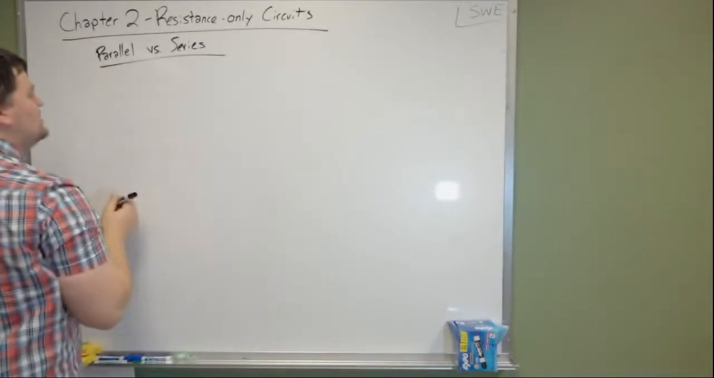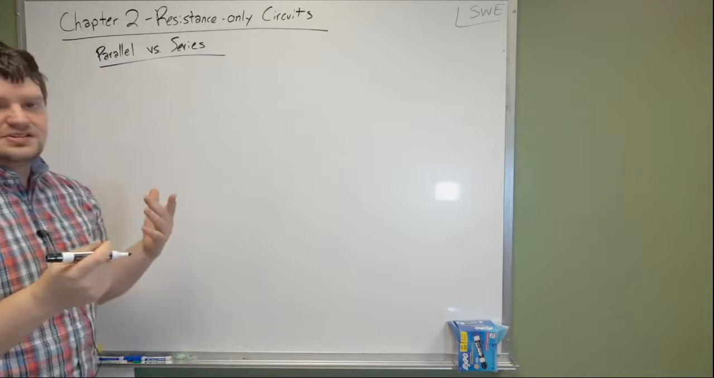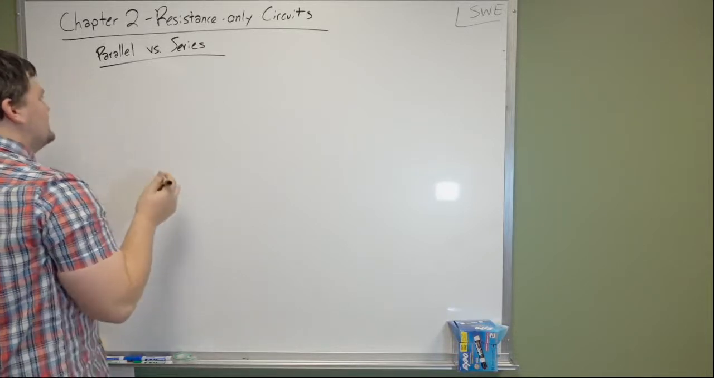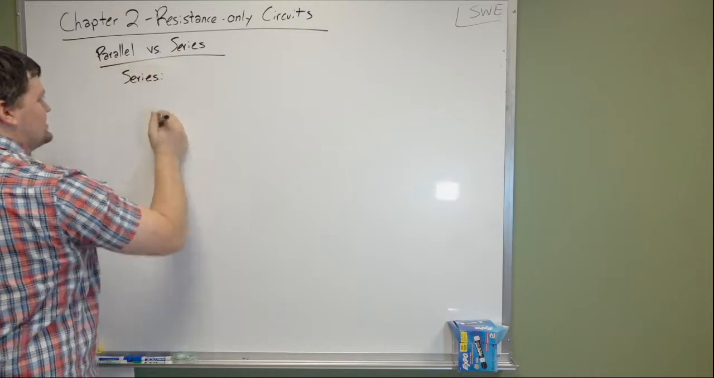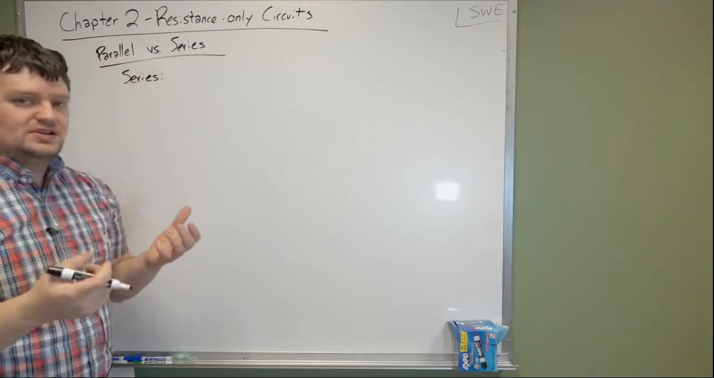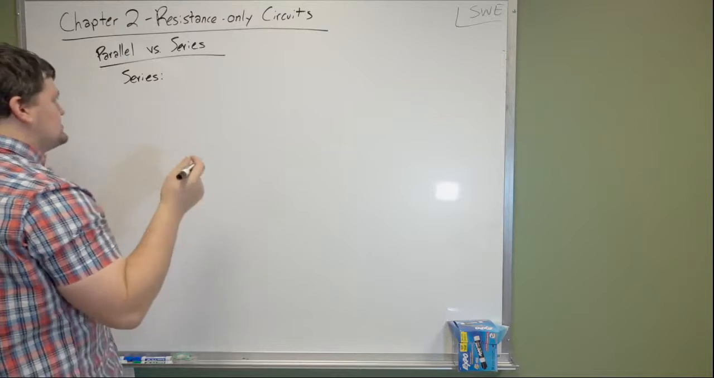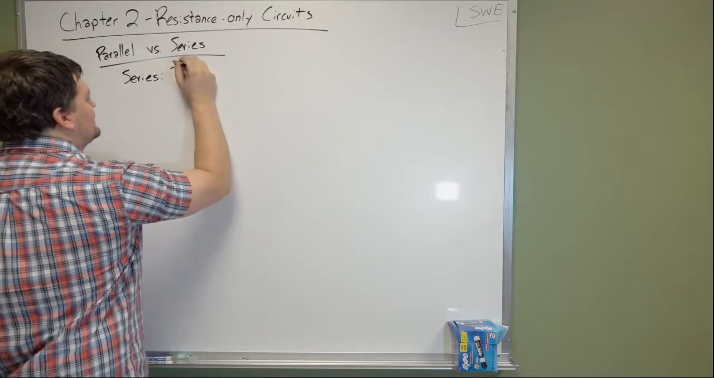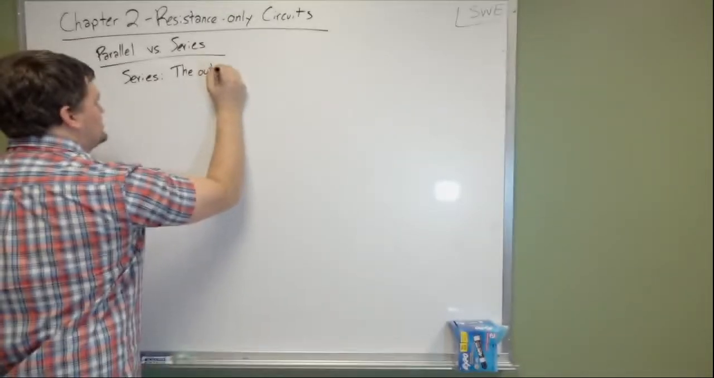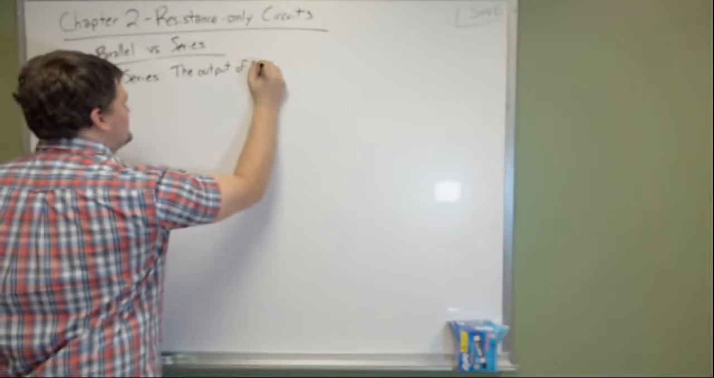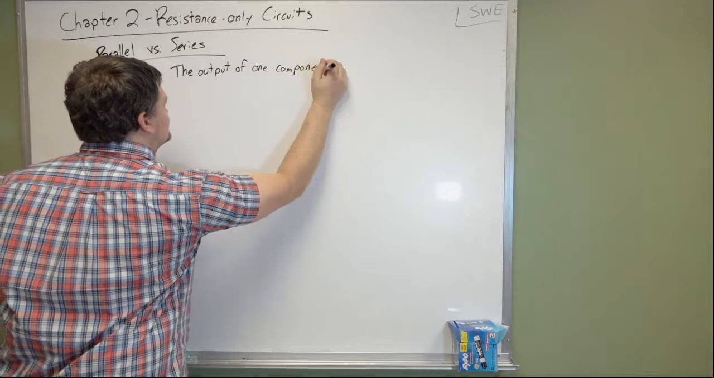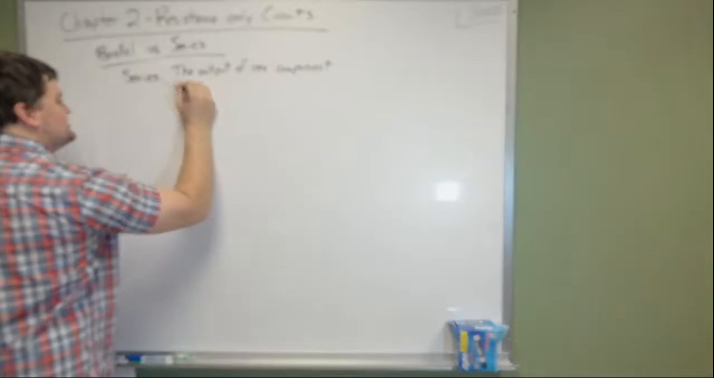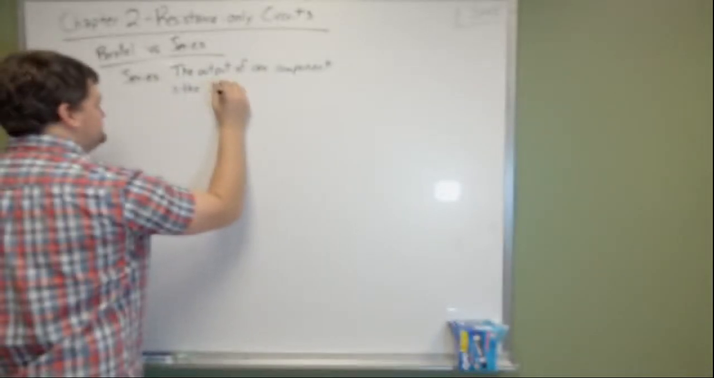So we're talking about the difference between a parallel and a series circuit. Let's define both of them. In series, if two components are said to be in series, then what you can say is that the output of one component is the input to another.